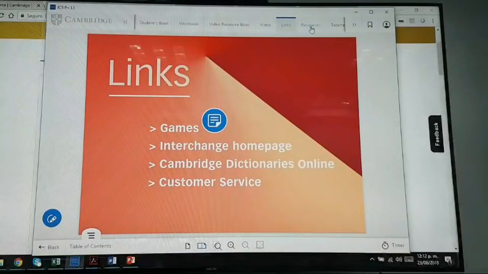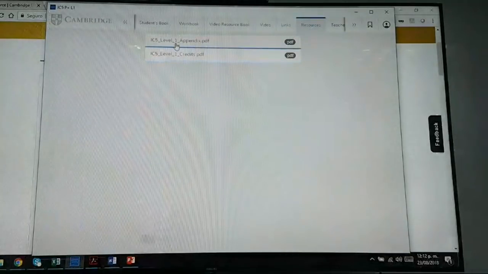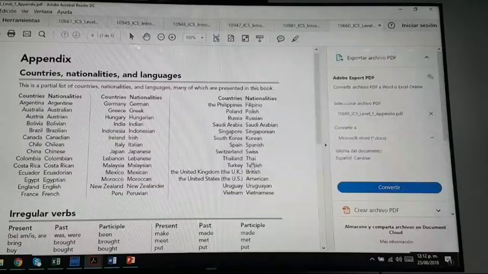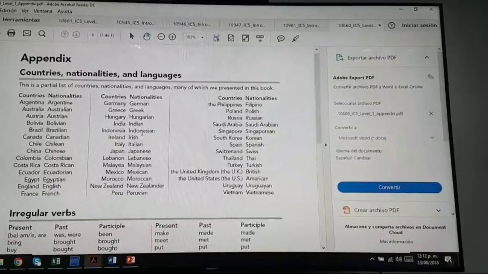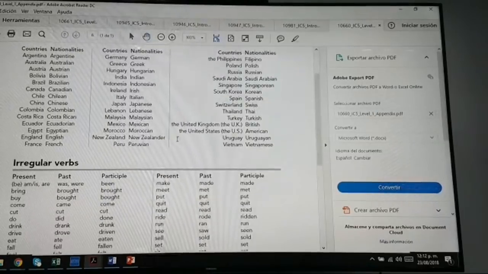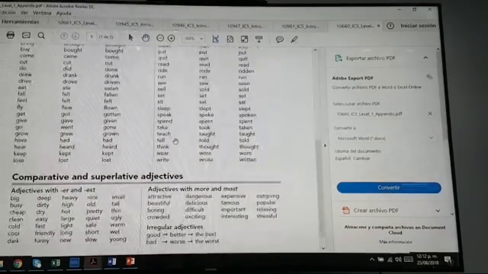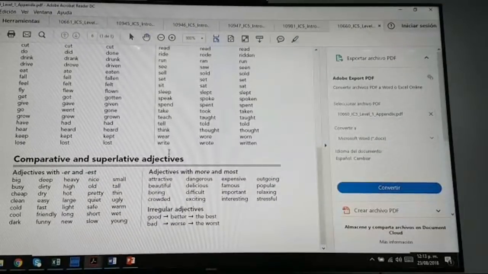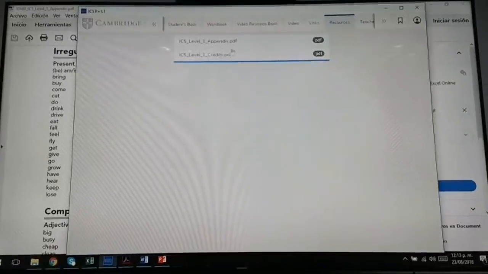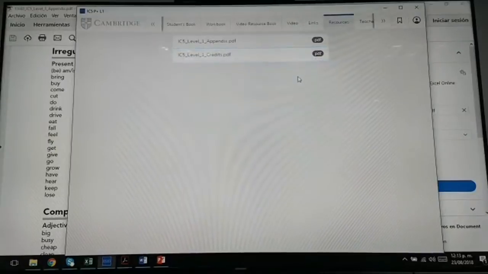And I'm going to move on now into resources. The resources, this is for the digital course book that you will have. The resources that you will have access to in there are something like this. It's unit 1 for level 1: countries, nationalities, and languages, irregular verbs. So these are word lists, verb lists, and adjective lists for students to work with, and that's for you to make them available to students.